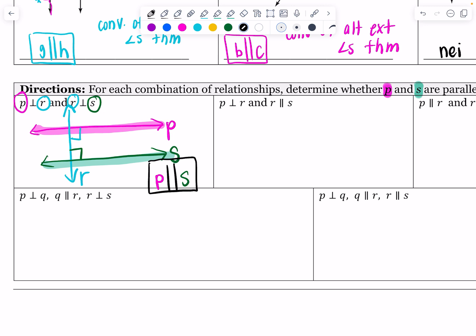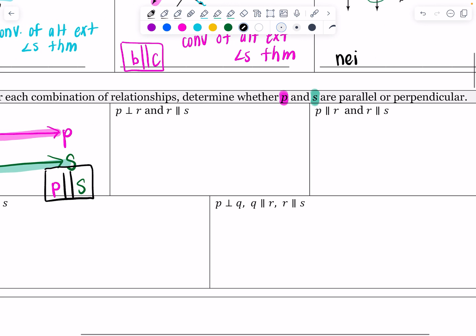All right. Now let's do that again. I'm going to start in pink. Line P, it says, is perpendicular to line R. So I'm going to draw it crossing at a right angle. Again, we don't have to memorize these. We're just mapping it out.